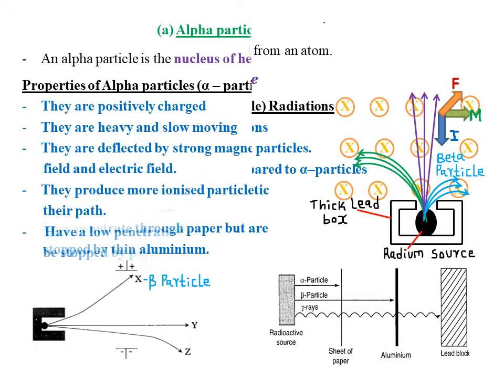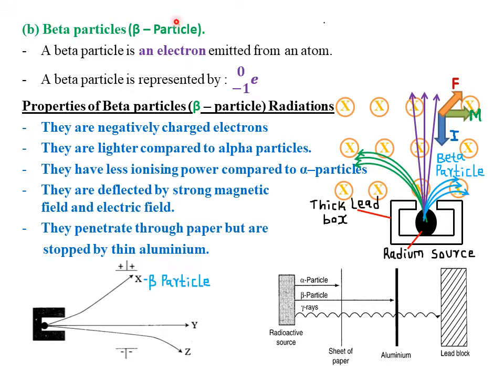Next, we look at the second type of radiation, which is called beta radiations, or simply beta particles. So a beta particle is simply an electron emitted from an atom. And of course, from electrostatics, we said that electrons are usually located within the energy levels of an atom. So a beta particle is simply represented by an electron, e, of course, which has no mass number and has an atomic number of -1.